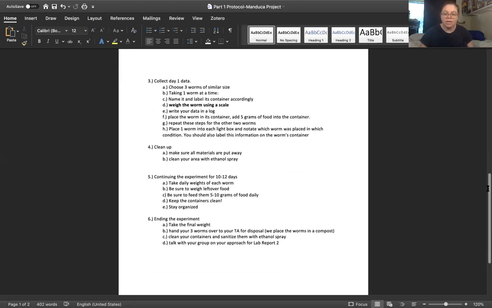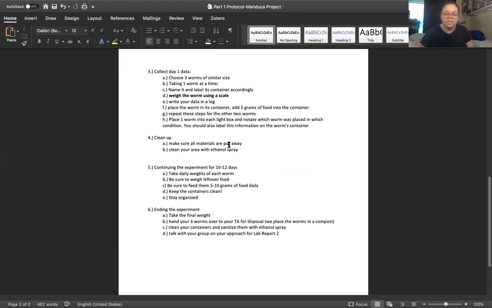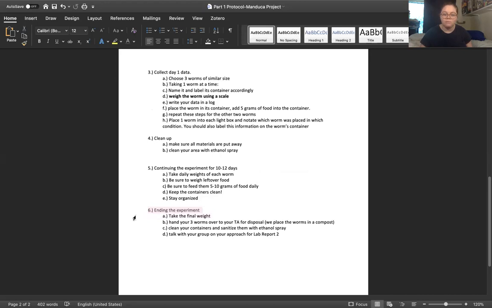So you'd put them back in their homes, in their little light boxes, write your data, and come the next day and do the same thing. You would do this for about 10 to 12 days, or whenever the worms start going into their cocoons. They will start developing in their cocoons around the 10th or 12th day, and after that, they won't really eat any more food, so there's no need to come in and feed them, and we'll dispose of them. And that leads us to the end of our experiment.